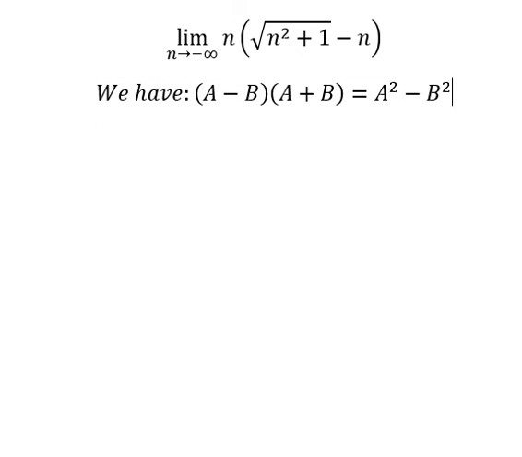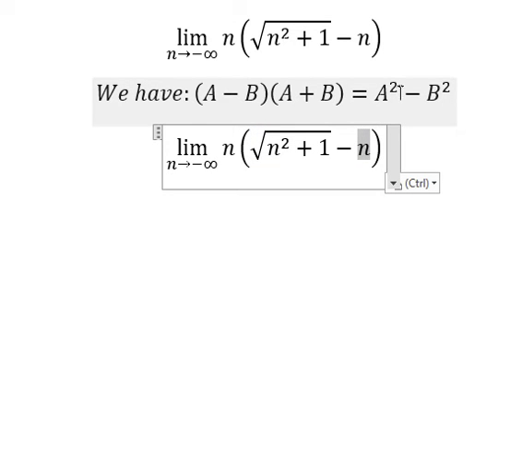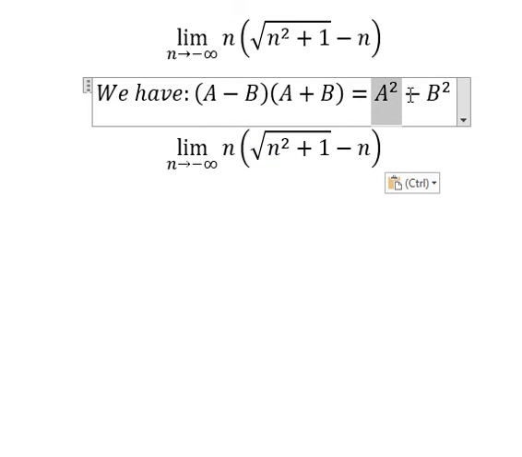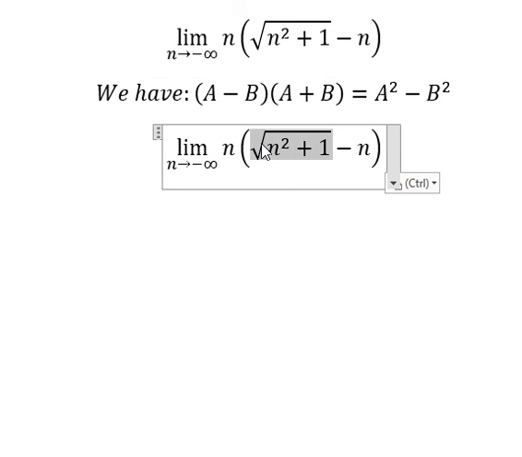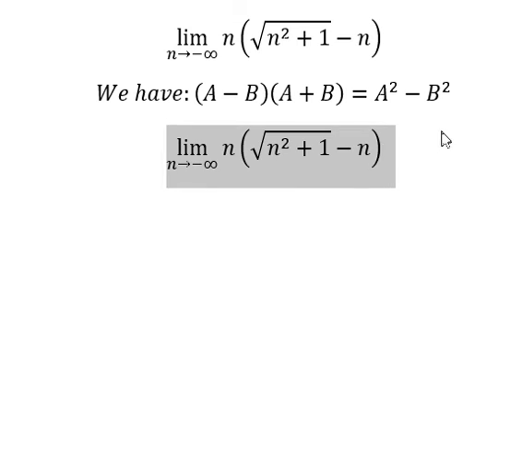So we have a minus b. We want to create a squared minus b squared to cancel the square root, but we just have only a minus b, so we need to multiply by a plus b on numerator and denominator. So we have like this.